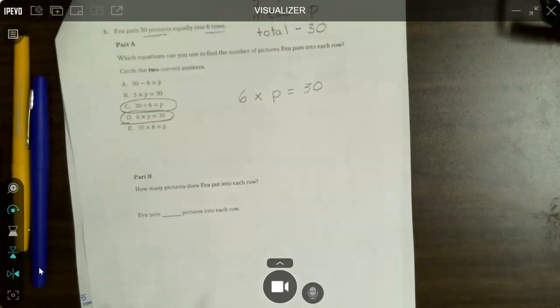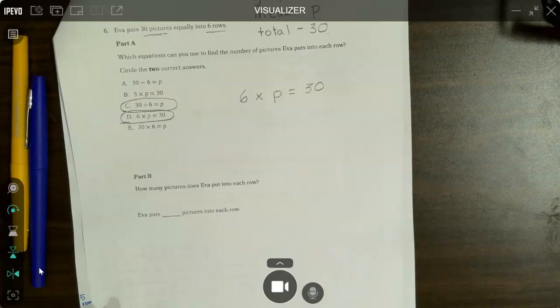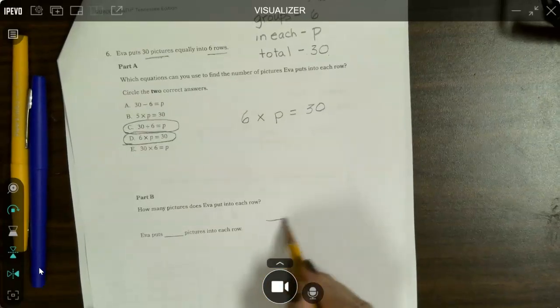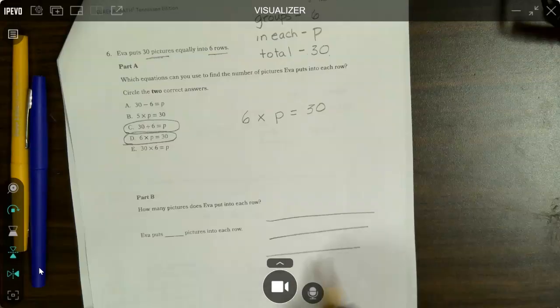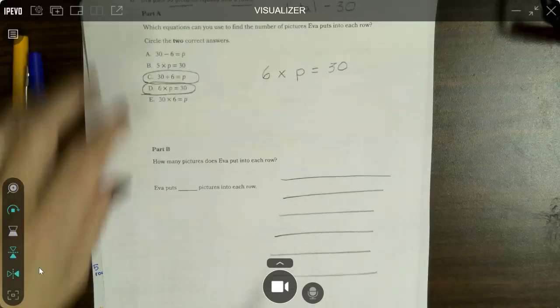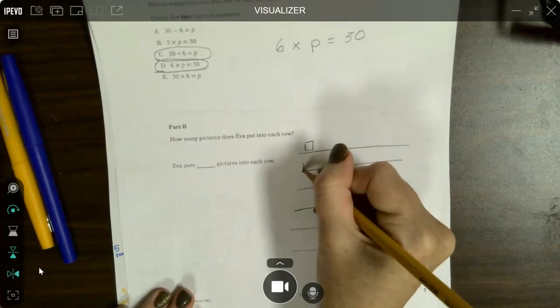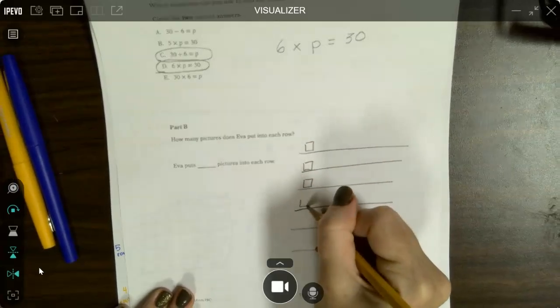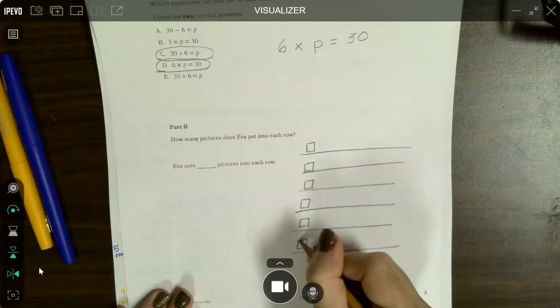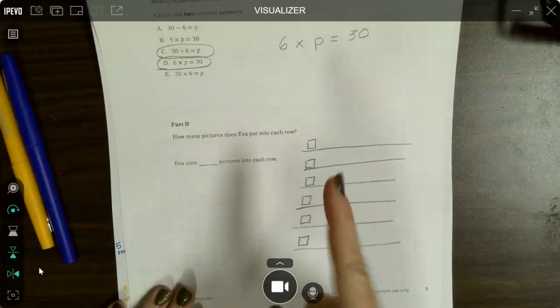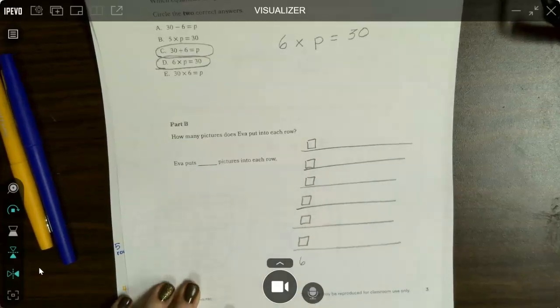Then the last part is to ask them to actually show how they would solve that. They need to draw 6 rows or 6 groups. 1, 2, 3, 4, 5, 6. Okay, when I am drawing rows and I am placing a total amount, I go and make sure there is one picture in each row because the rows are groups. Okay, so I had 1, 2, 3, 4, 5, 6. Each row got 1 before I start putting additional pictures.